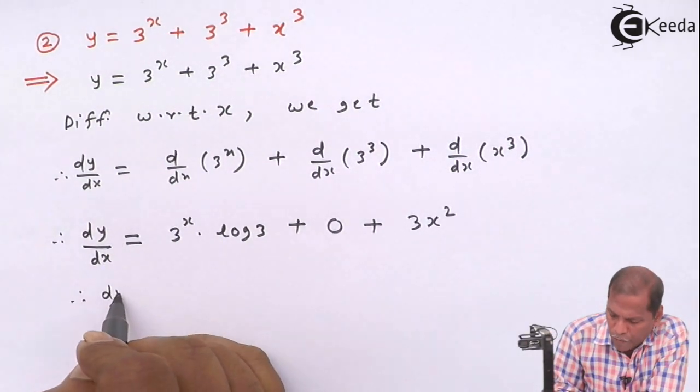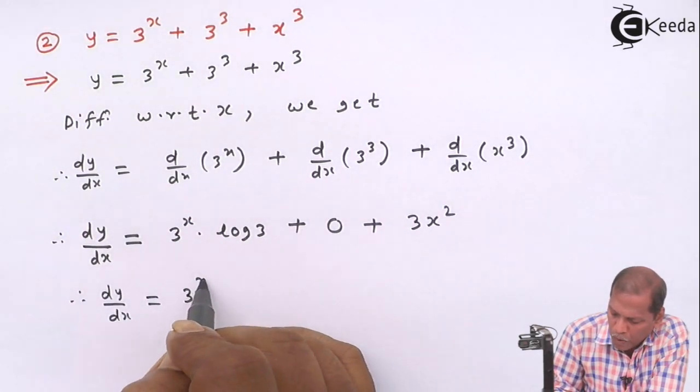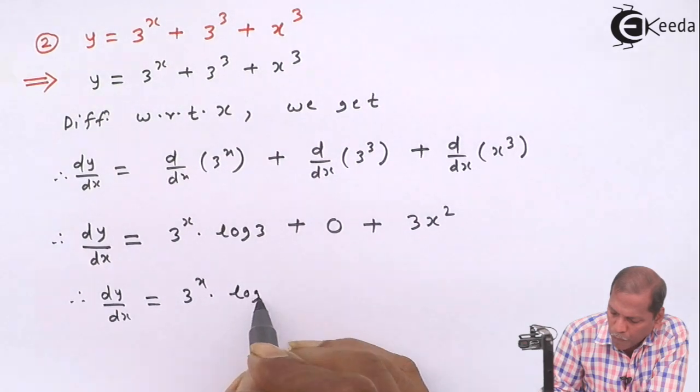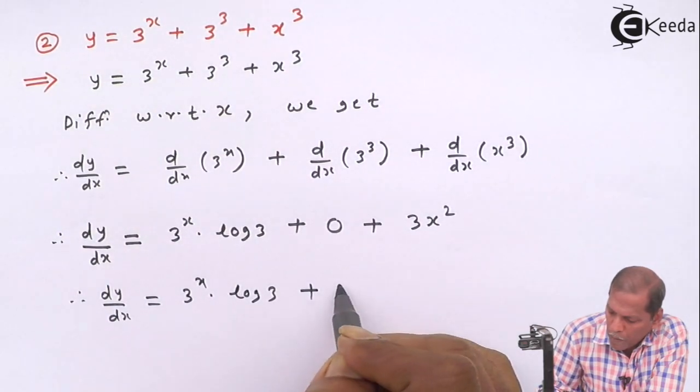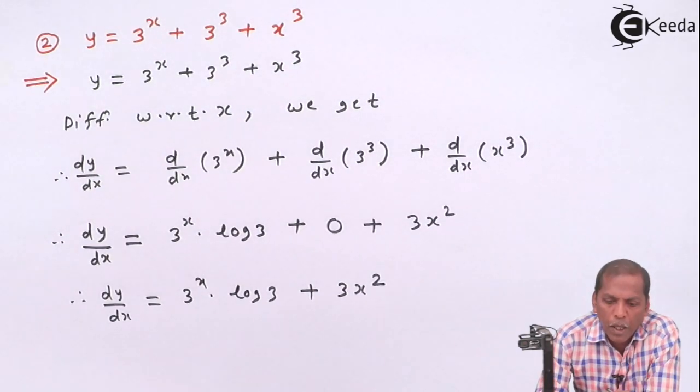Therefore finally we have dy by dx is equal to 3 raised x into log 3 plus 3x square. So this is the required solution for the given problem.